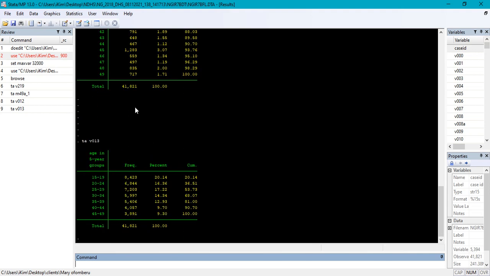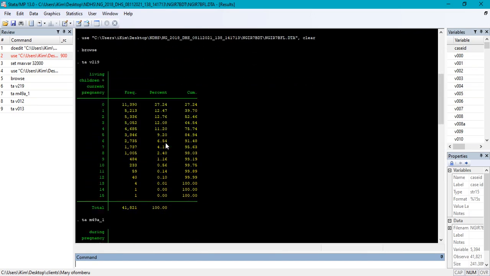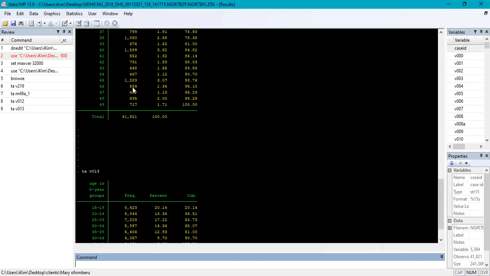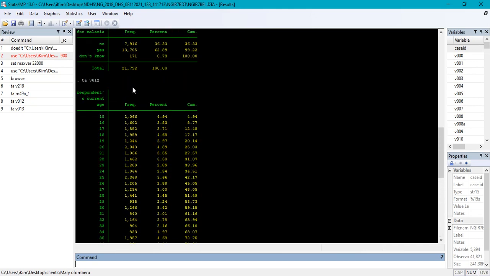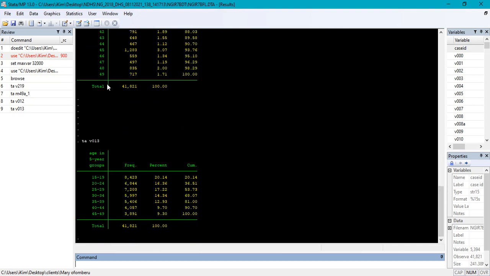Now, another thing to notice is you still have the 41,821 people here, because that is the total number of respondents in the survey. So you can still go back and see 41,821 people. But here you still have a shortage, non-respondents, as I've explained earlier.